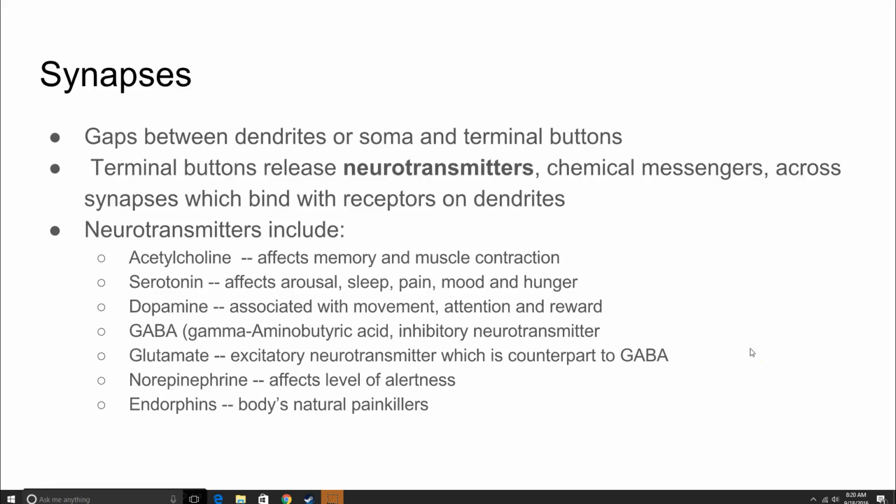So we've got that going on. Then you have GABA, which is gamma-aminobutyric acid, and that acts as an inhibitory neurotransmitter. We'll talk more about what inhibitory is, but it essentially stops the neuron from firing. Then glutamate is an excitatory neurotransmitter, which is the counterpart to GABA. So they coexist in separate spheres. Then you have two other ones: norepinephrine, which affects the level of alertness, how awake you are. There's a thought that a lack of this could be one of the causes of depression. And then endorphins exist as well. Those are the body's natural painkillers.